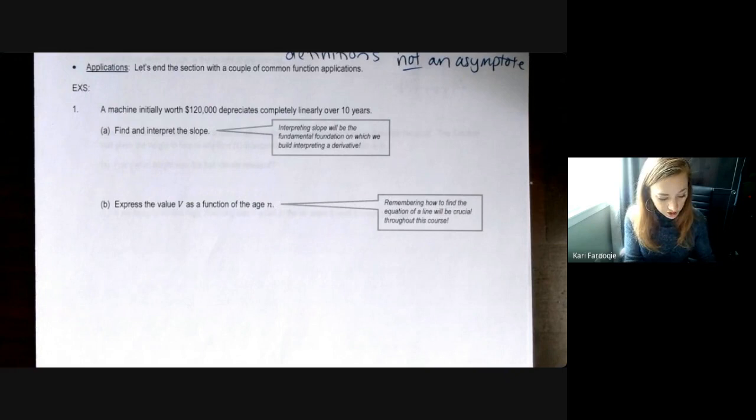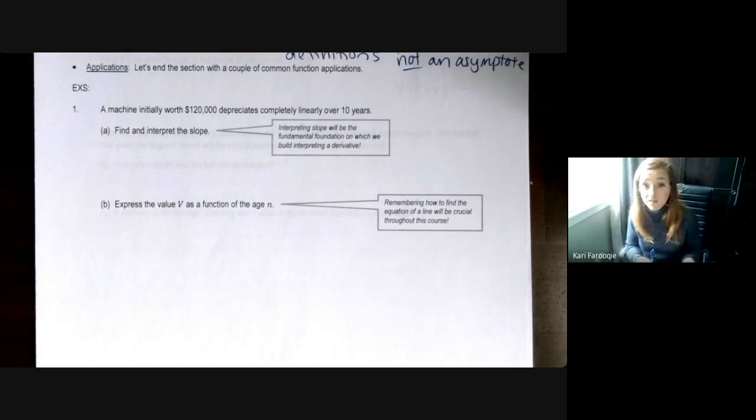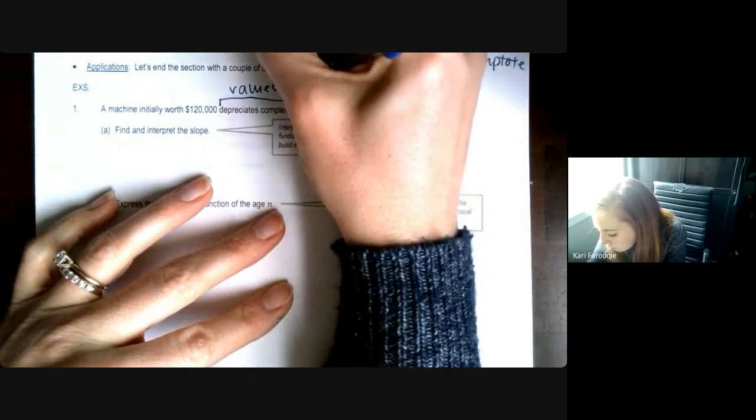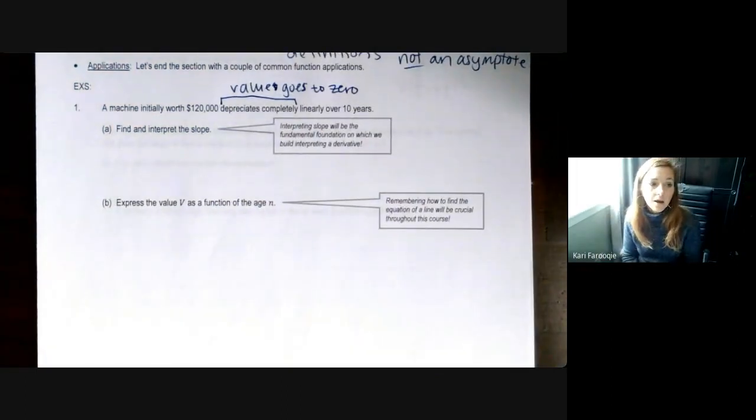A machine initially worth $120,000 depreciates completely, linearly over 10 years. Depreciates completely means that its value goes to 0. So this is a machine. I know cars depreciate a lot for the most part, depending on what kind of car it is. But this is a machine. It's going to depreciate completely linearly over 10 years. So we're going to find and interpret the slope.